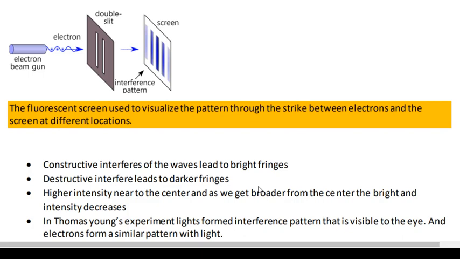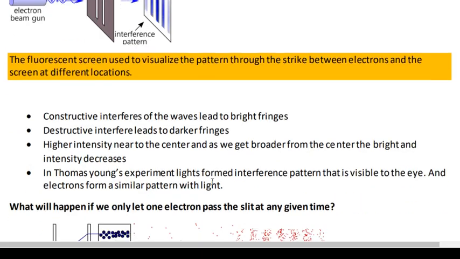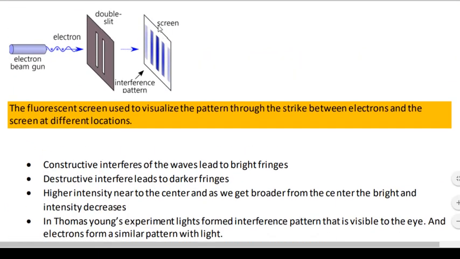From this experiment, we will have different kinds of fringes. Constructive interference of the waves leads to bright fringes, and destructive interference leads to darker fringes. In this figure, the white region represents the darker fringes, which are the destructive ones, and the blue region represents the bright fringes.